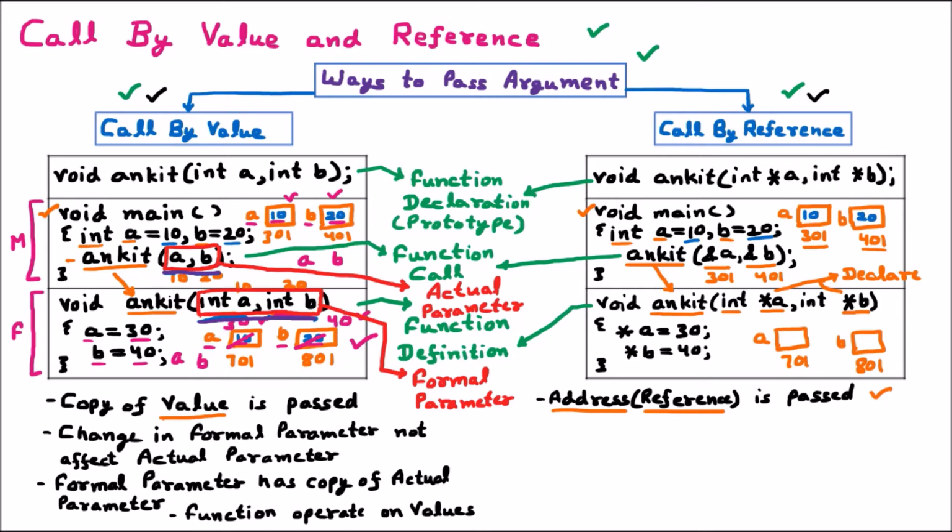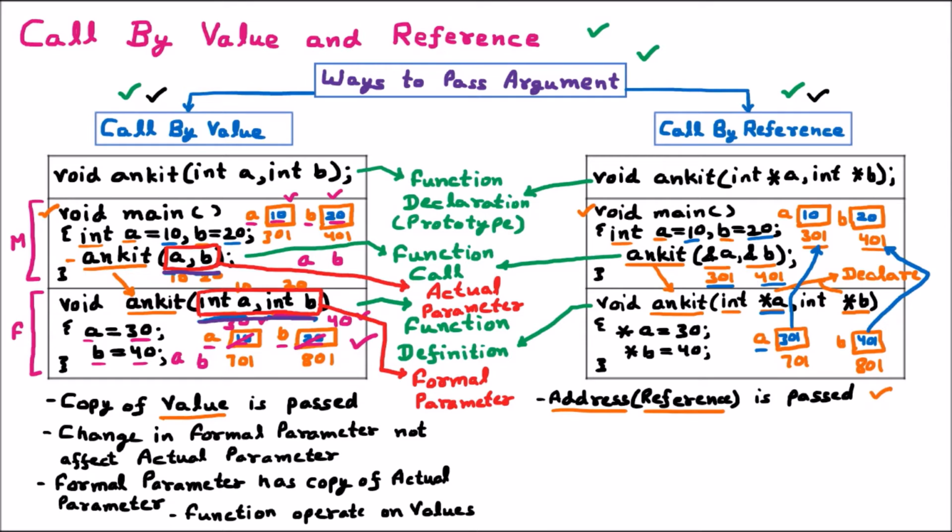But what does this pointer contain? A pointer always contains an address. So here A contains the address which is passed by main, that is 301. And B contains the address which is passed by the second parameter, that is 401. So we can say that hypothetically they are pointing to the variables A and B. So here the pointer A is going to point to the address of A, which is part of main, and the pointer B is going to point to the address of B, which is part of main.